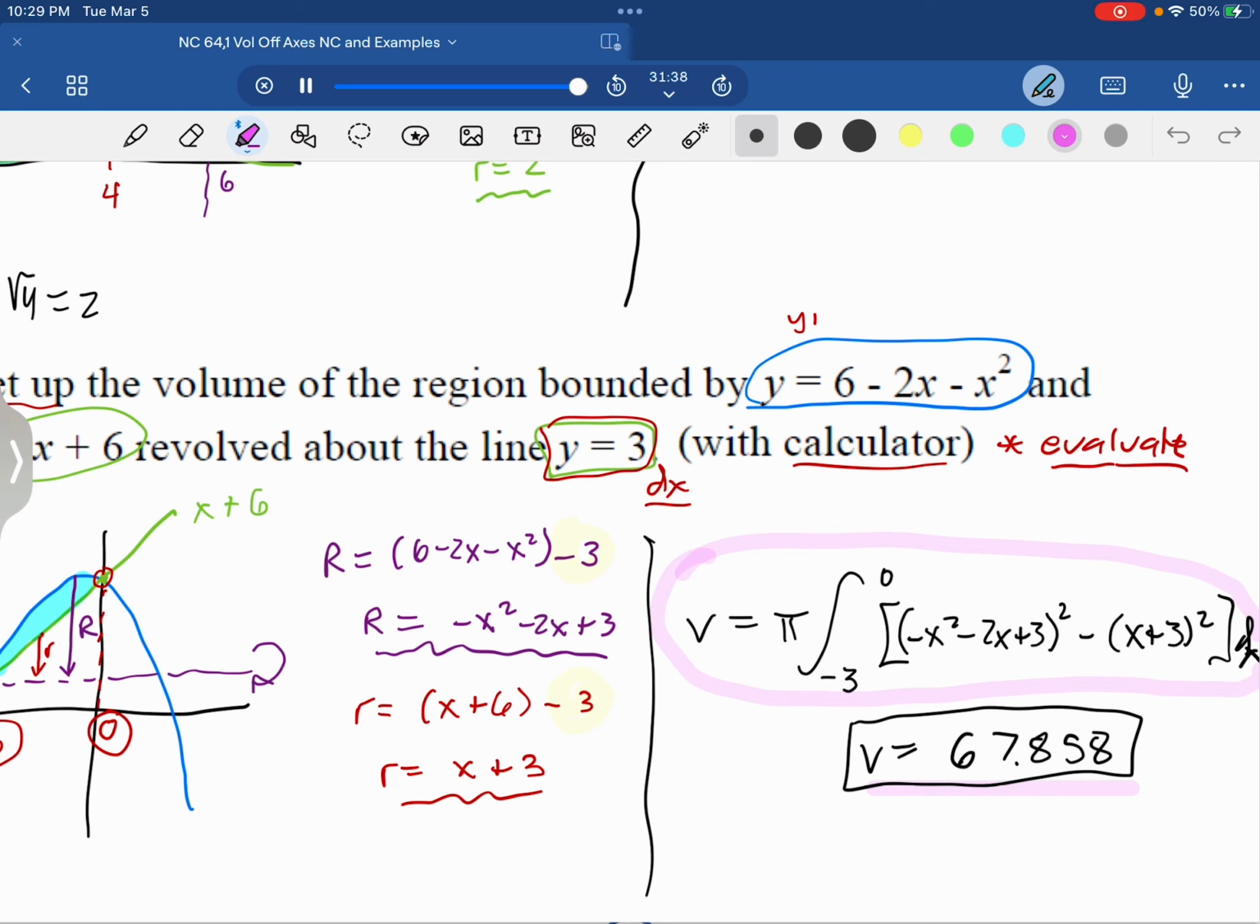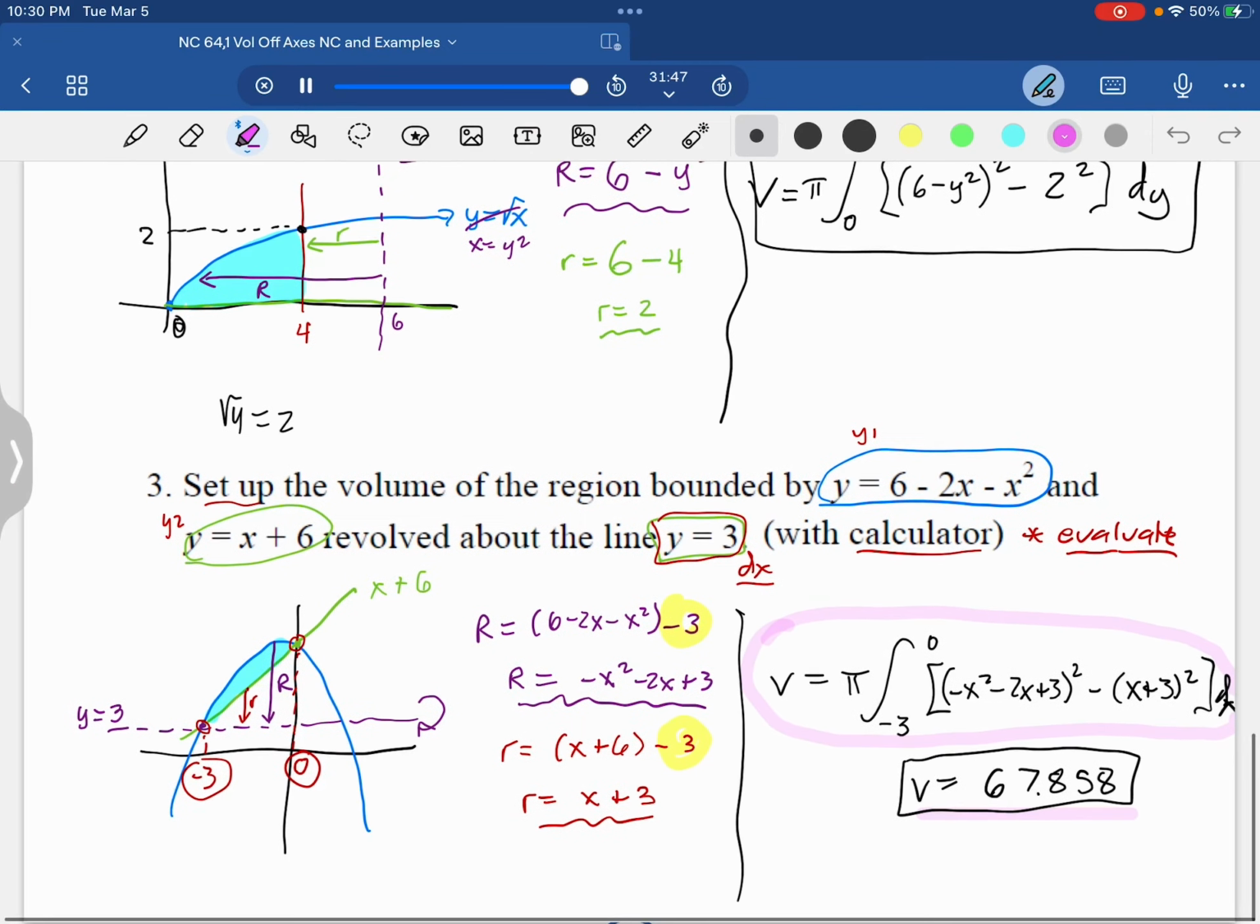The main difference is just that we're adding in that axis. That axis needs to be involved somehow in my big R and little r, whether the axis is going in front minus the function, or the function minus the axis. That'll depend on whether the axis is above or below the region.